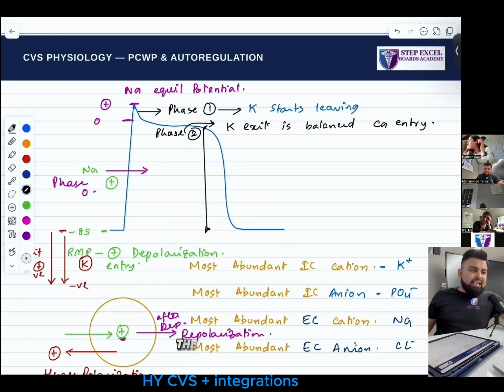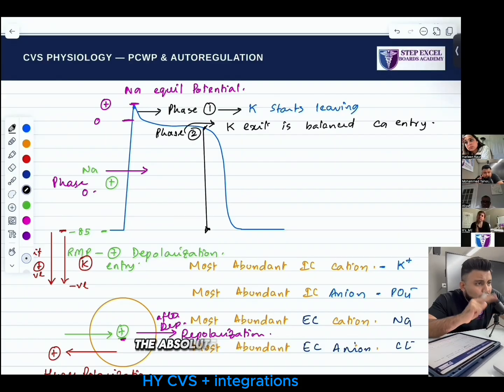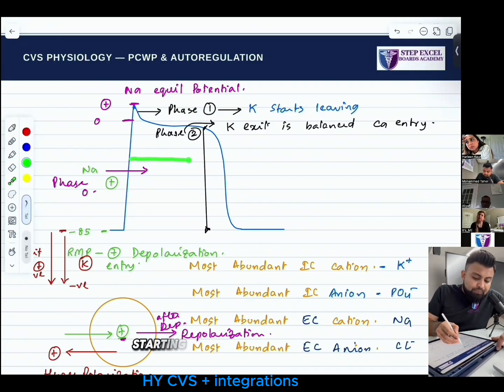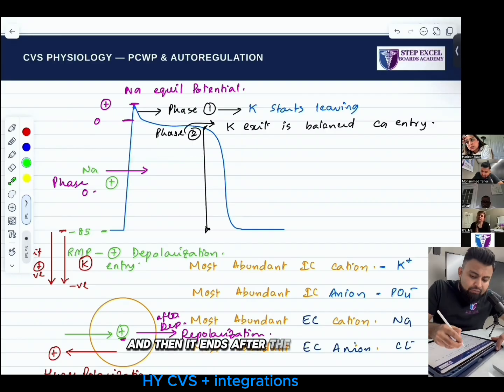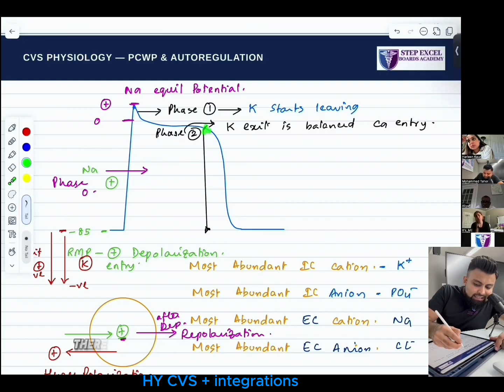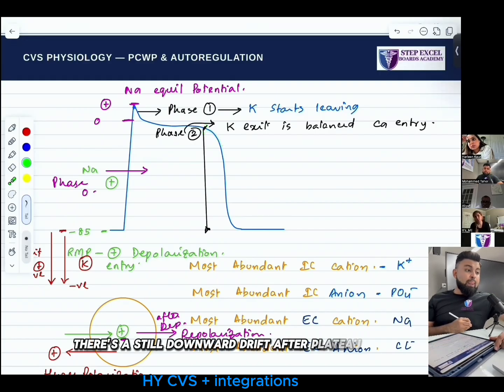You are about to end this particular phase 2 of the action potential. The absolute refractory period, ARP, starts with the upstroke and ends after the plateau. That is the absolute refractory period. So the plateau is ending, but you can see there's still a downward drift after the plateau.